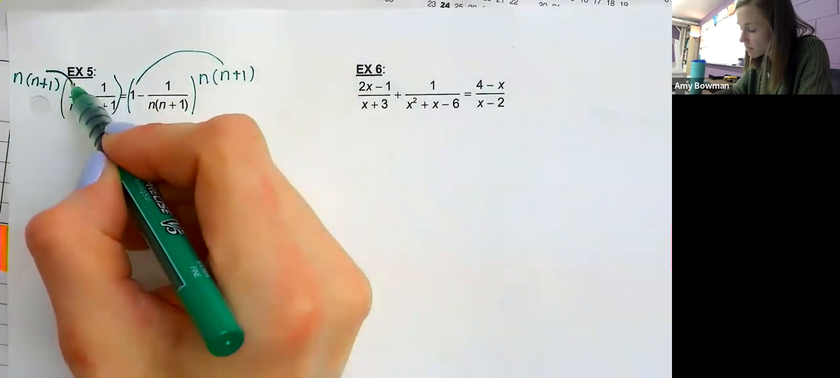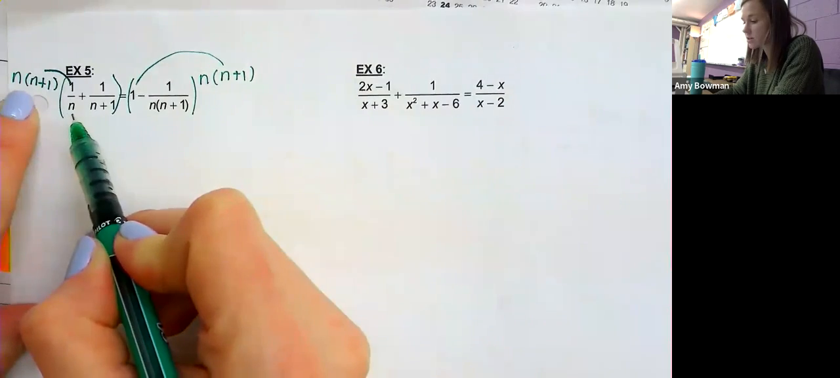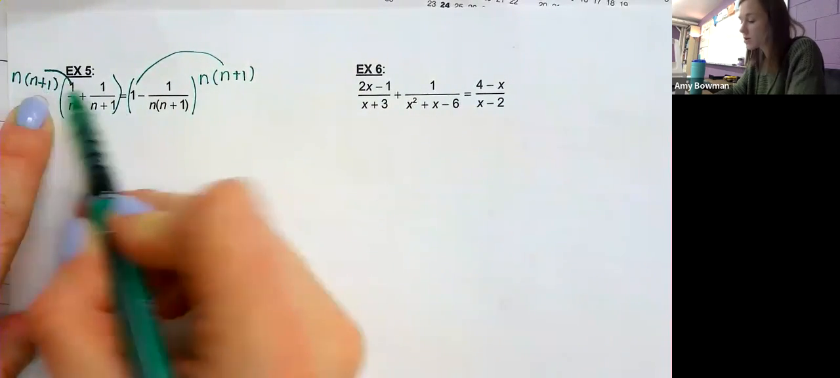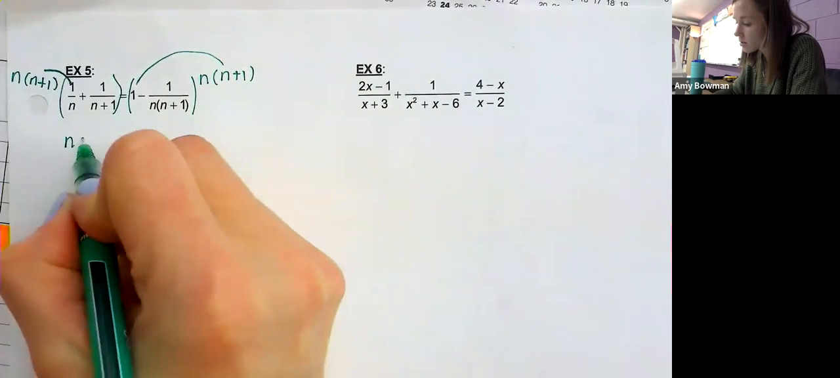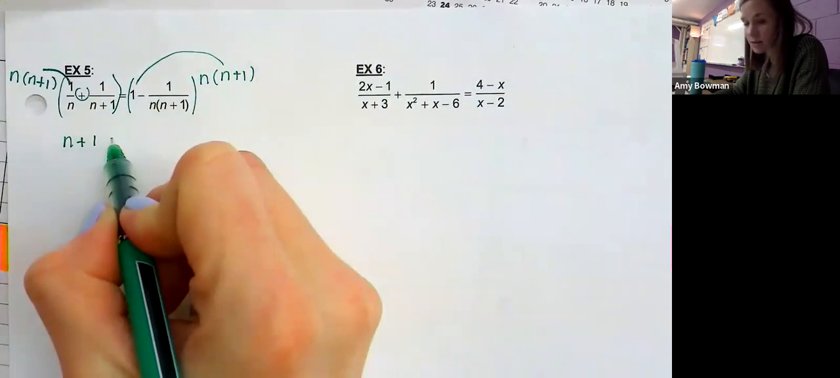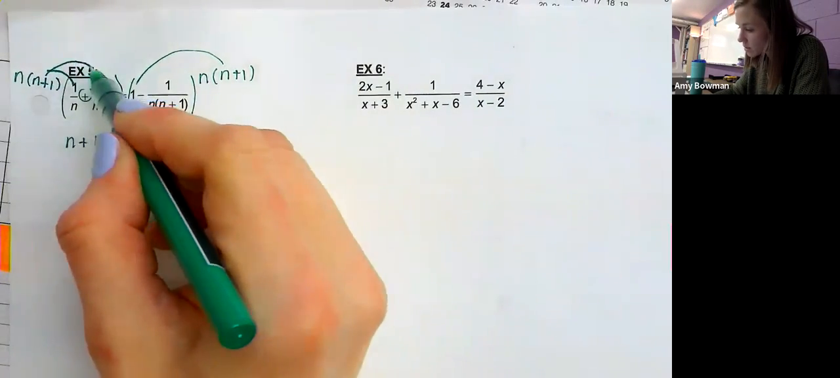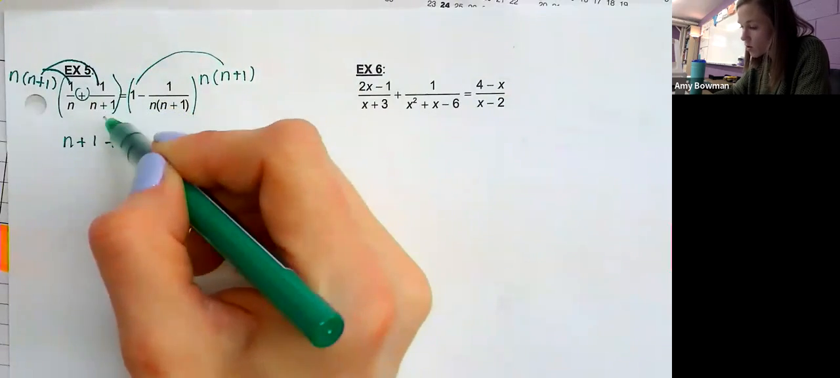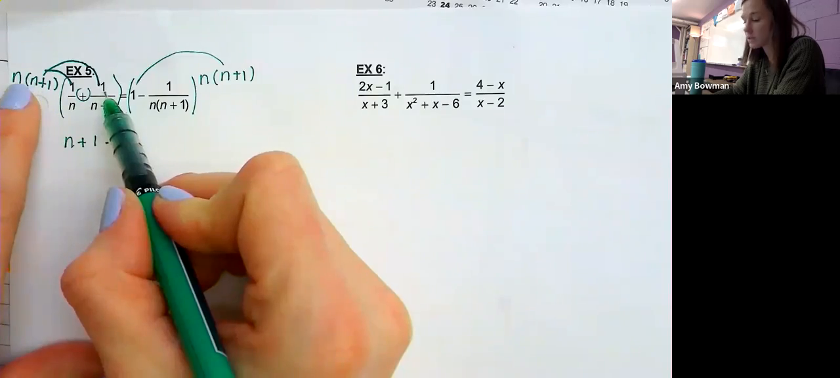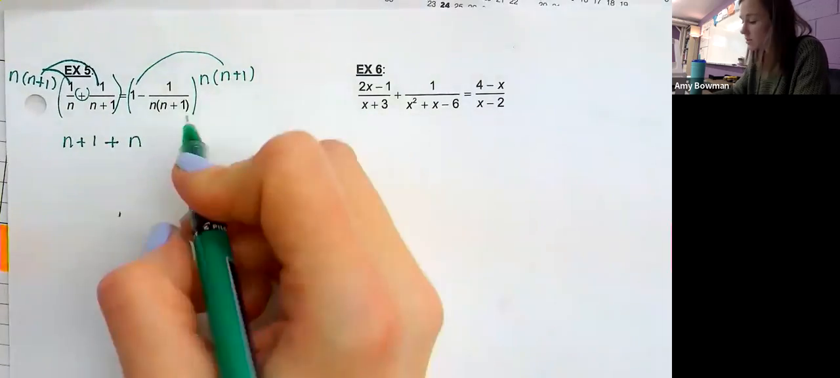When I multiply that by my first fraction, the n in the numerator and denominator cancel, and I'm just left with 1 times n plus 1. So I'm just left with n plus 1. And then this plus sign is next. And then I'm distributing n times n plus 1 times 1 over n plus 1. So my n plus 1s are going to cancel. I'm just left with 1 times n. So that's it on the left-hand side.